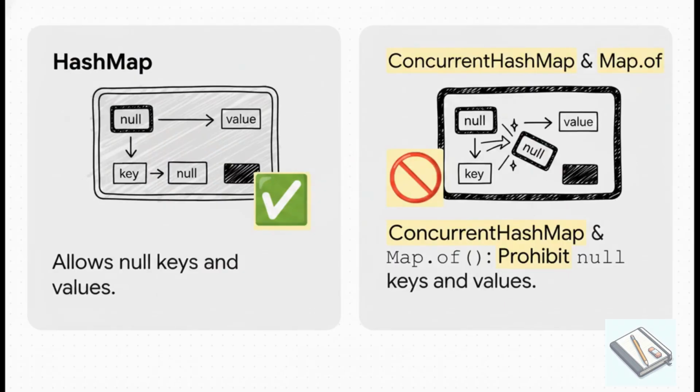Here's another subtle trap you need to watch out for: the null value. A regular HashMap is pretty chill. It'll let you have one null key and as many null values as you want. But ConcurrentHashMap and those immutable maps from Map.of are much stricter. If you try to give them a null key or value, they'll throw an exception right away.